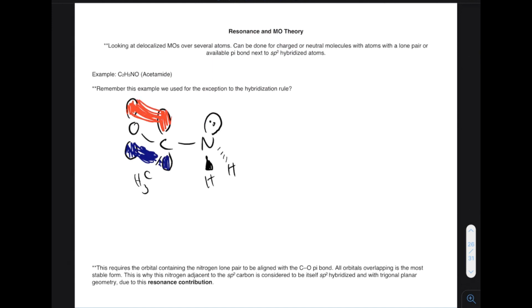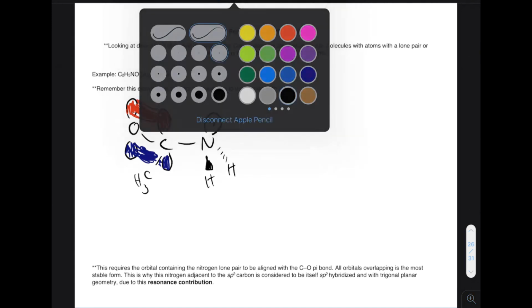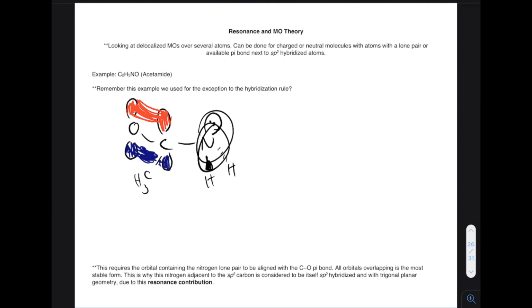So the nitrogen has that lone pair. It's pointed away from the rest of the molecule. So it cannot donate its lone pair into the system, right? It cannot help to delocalize that charge, right? As an sp3 hybridized atom, there would be no overlap, right? So the way we would draw it instead would be as follows.